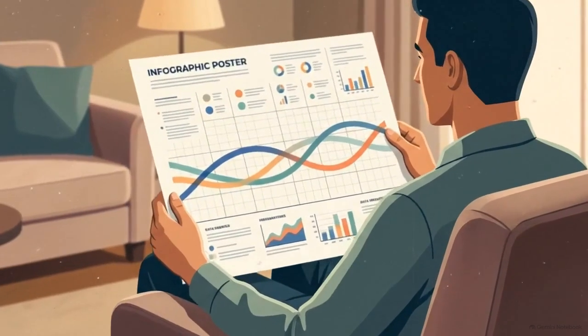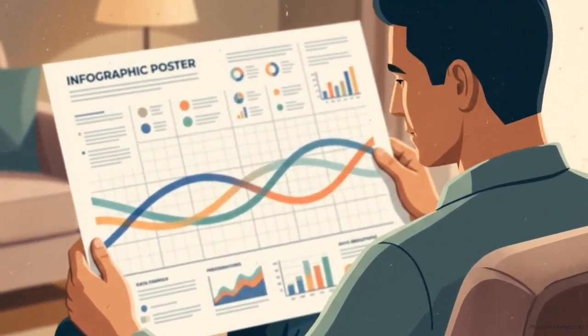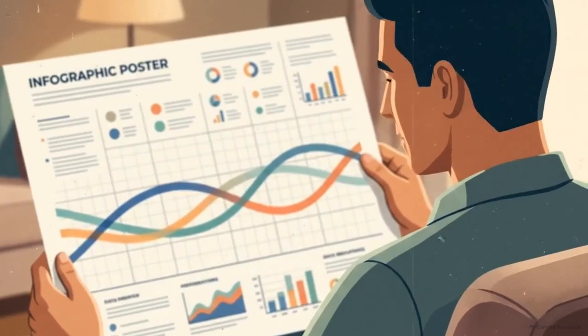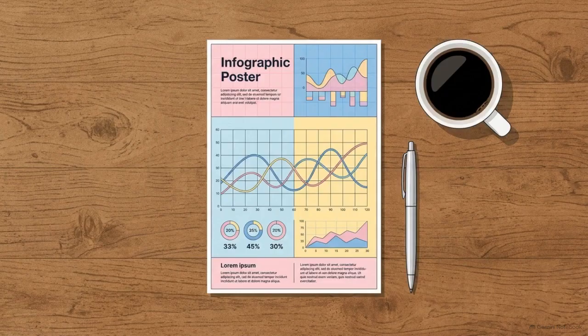Mastering these grid layouts and typographic rules changes how a parent interacts with this information. It replaces an unapproachable wall of text with a structured guide that is designed to be read and understood.